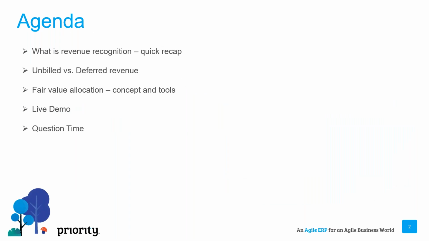So, what is the agenda for today? We will quickly recap what revenue recognition is in general and what revenue recognition is in Priority. I will explain the difference between unbilled and deferred revenue and when the system will use each one of these accounts. I will explain the concept of fair value allocation and the various tools to allocate the fair value. And finally, I will do a demo with some examples. And at the end, like always, I will answer your questions.